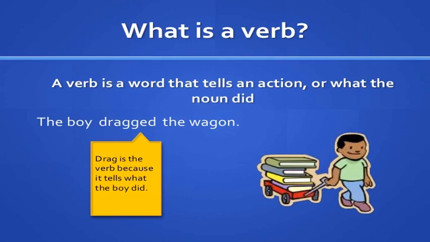First of all, let's see the definition. What is a verb? A verb is a word that tells an action or what the noun did. For example, the boy dragged the wagon. Drag is the verb because it tells what the boy did. The boy dragged the wagon.